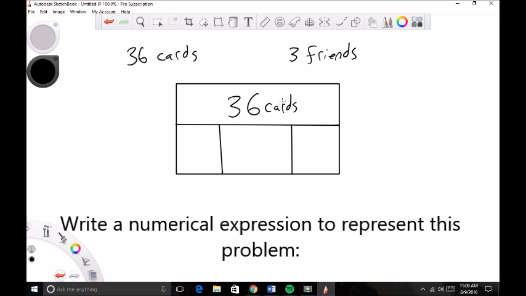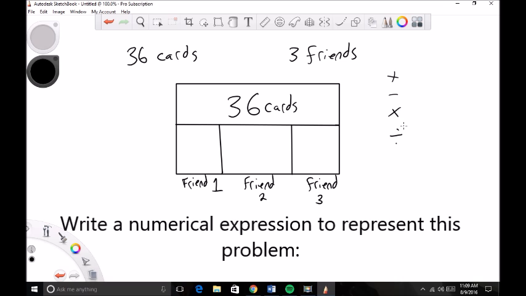Meaning that this box is for friend 1. This box is for friend 2. And this box is for friend 3. So what do you think? Are we looking at an addition, subtraction, multiplication, or division problem? So is it addition, subtraction, multiplication, or division?